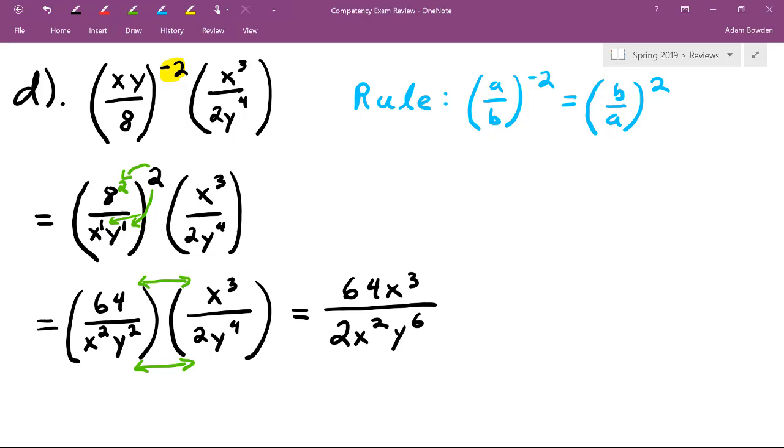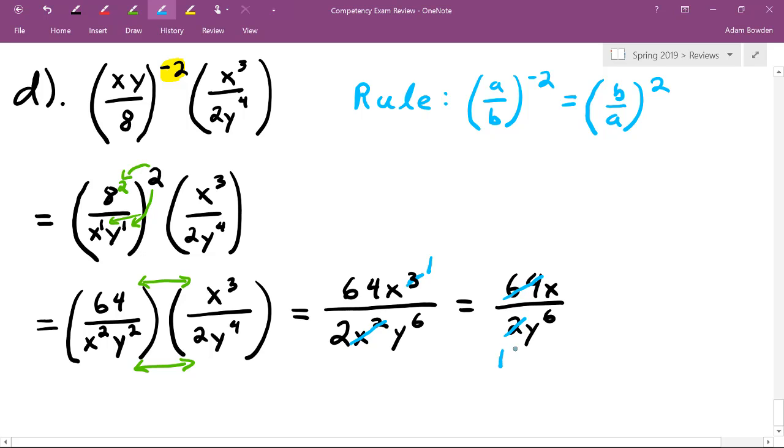And then the last thing we can do is reduce and simplify. Notice there are 2 x's down here. I can cross out those 2 x's and take them away from the 3 on top, leaving us with just 1 on top. So that'll turn into 64x on top and 2y to the 6th on the bottom. We can then reduce 64 and 2 to the lowest terms. They both divide by 2. 2 divides itself one time. 2 divides 64 32 times. So that's going to be 32x on top, all over y to the 6th.